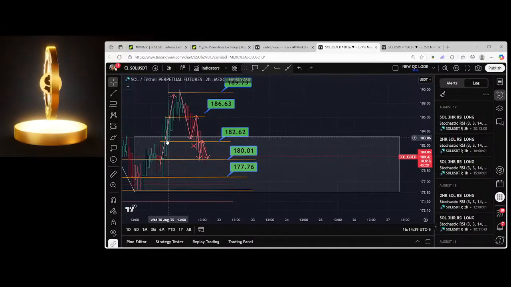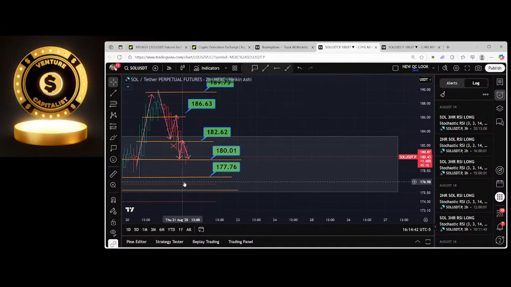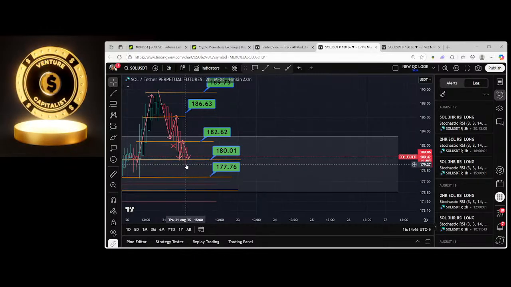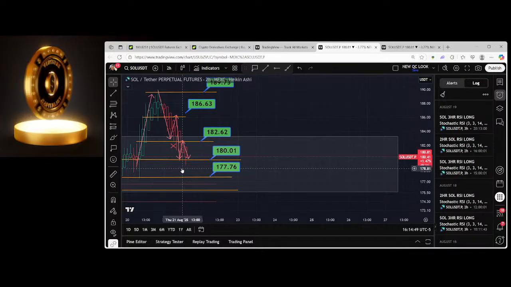Now we can see these are just levels that it could possibly go to. I don't think it's going to break through this 180. I think we're in a good position here because we broke below it. It's bouncing up, so it looks pretty good.